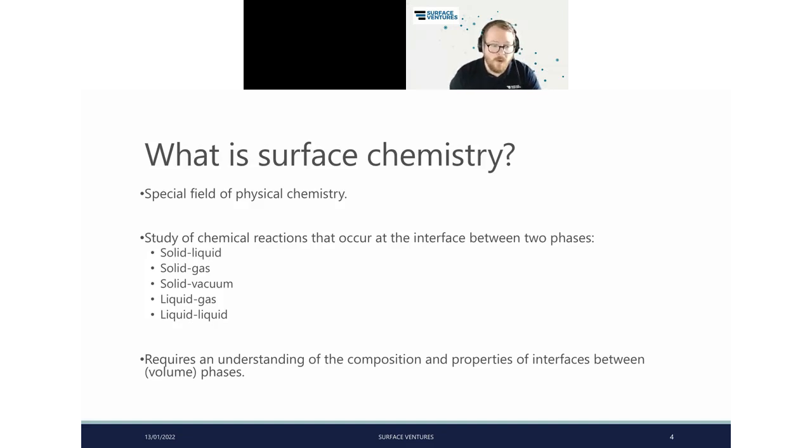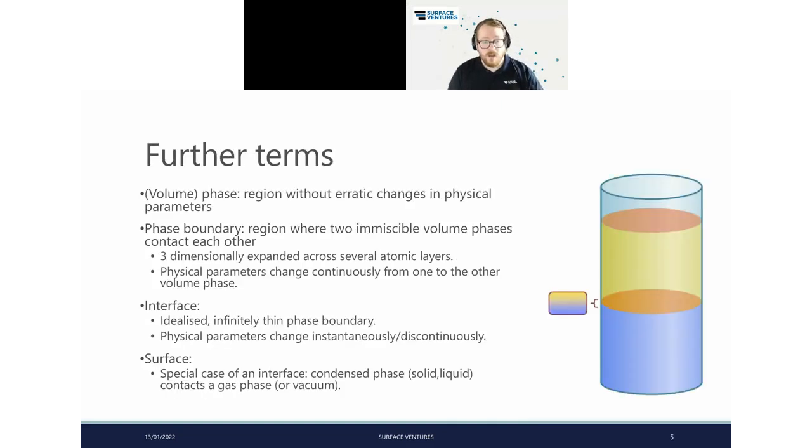So this requires an understanding of the composition and properties of the interfaces between these two different phases, or two different volume phases. Continuing on with some of these terms, a volume phase is a region without any erratic changes in physical parameters. Phase boundary, so this is where we have two immiscible volume phases in contact with each other.